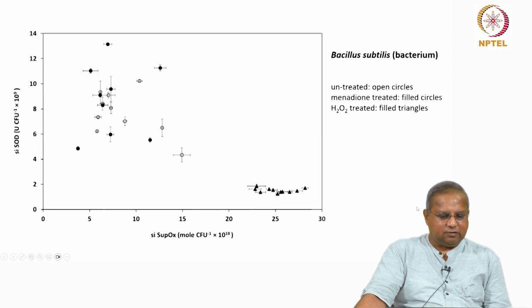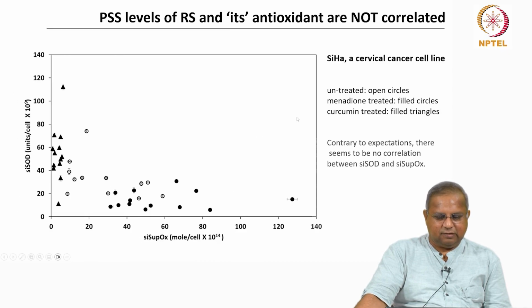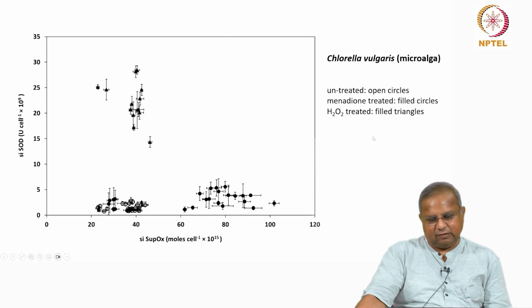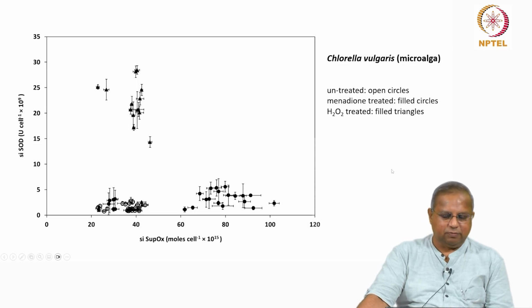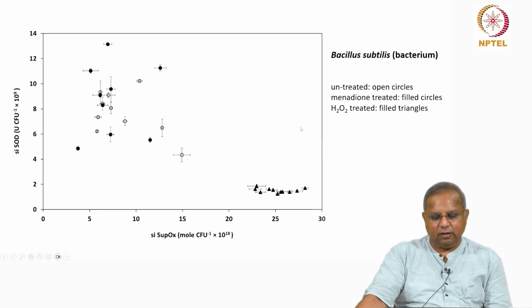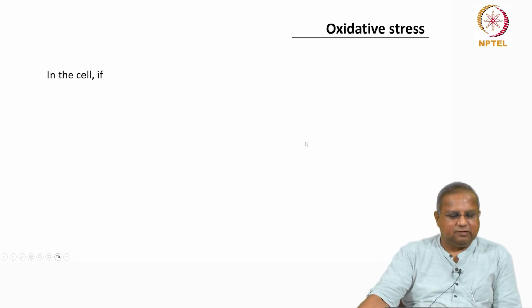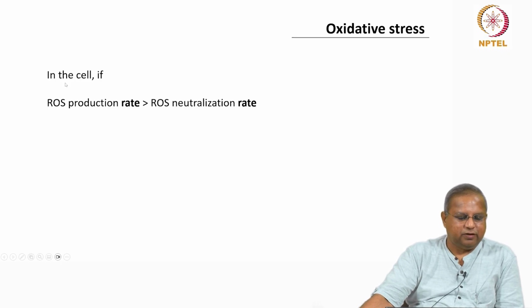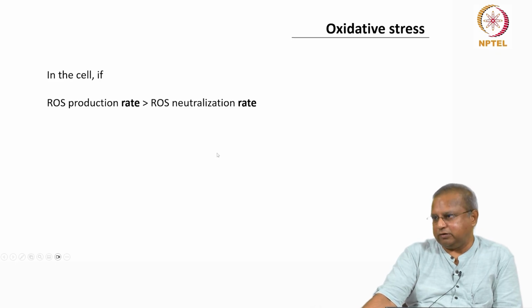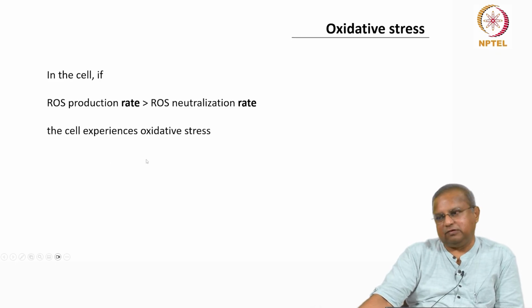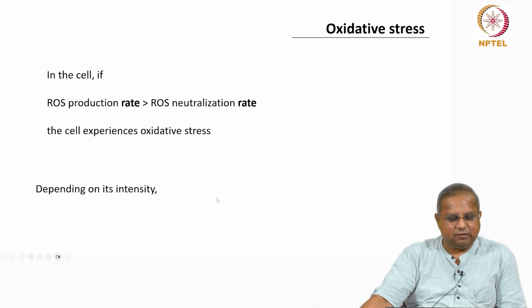So, what is oxidative stress? These are three systems: HeLa cells, which is a cervical cancer cell line; Chlorella vulgaris, a microalga which we used for bio-oil production at that point in time; and Bacillus, which is a bacterium. Oxidative stress in the cell: if the ROS production rate is greater than the ROS neutralization rate, the cell experiences oxidative stress, as simple as that. This is the fundamental way to look at oxidative stress.